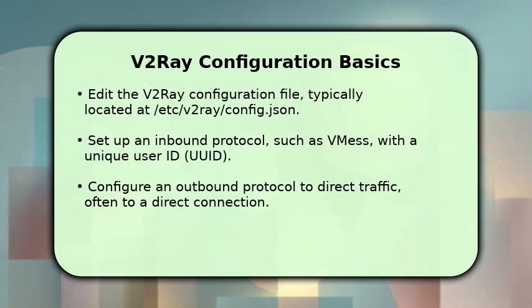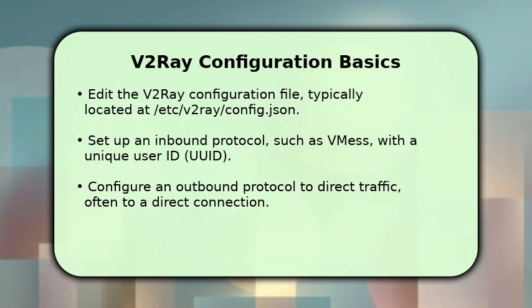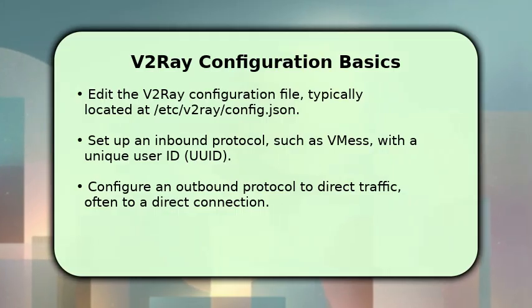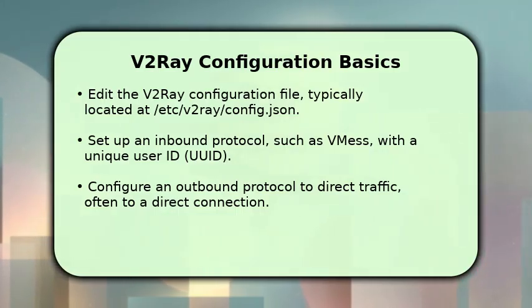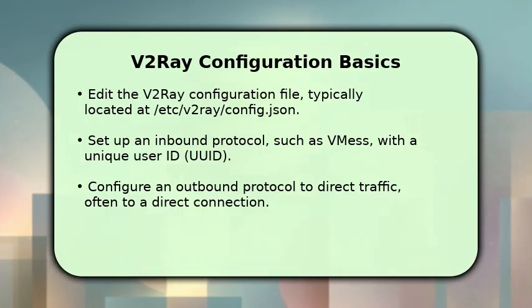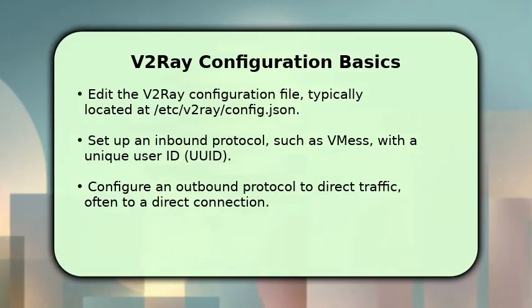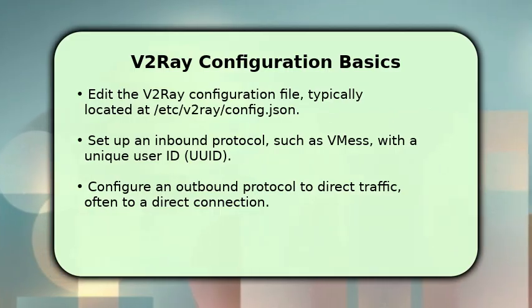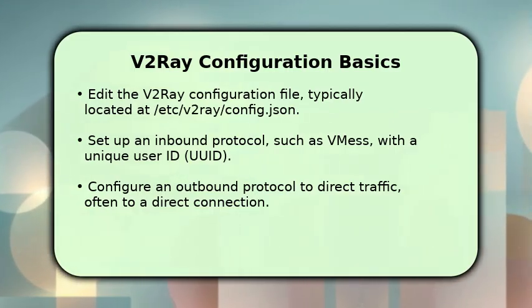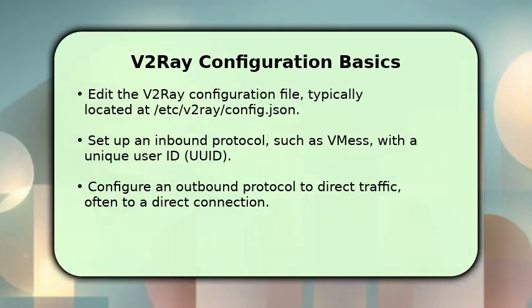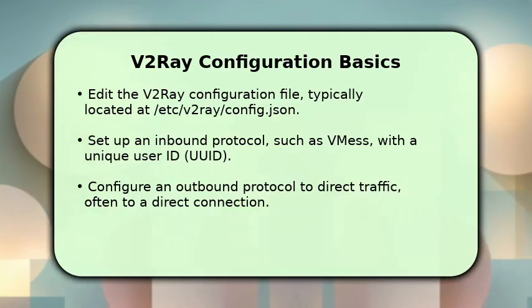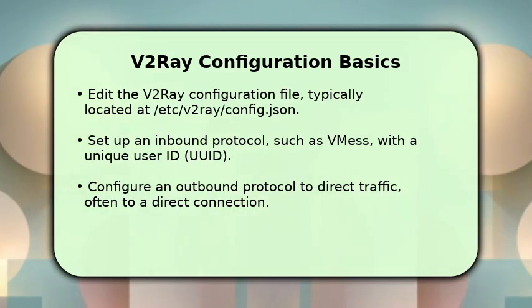Now let's configure V2Ray. You'll need to edit the main configuration file, usually found at /etc/v2ray/config.json. Inside, set up an inbound protocol like vMess and generate a unique user ID or UUID for security. Also, configure an outbound protocol, often set to direct for standard internet access. Remember to open essential firewall ports, such as port 443, for secure TLS connections.